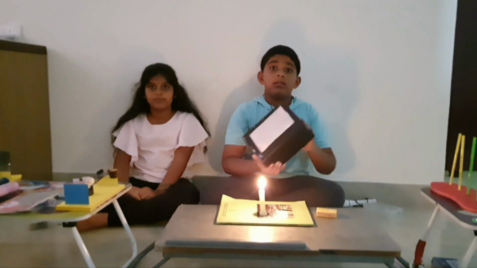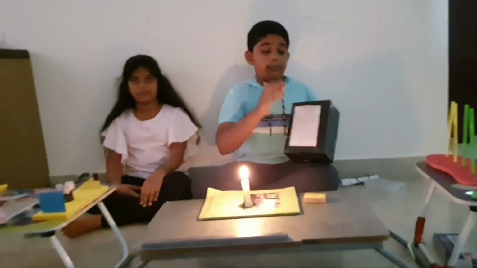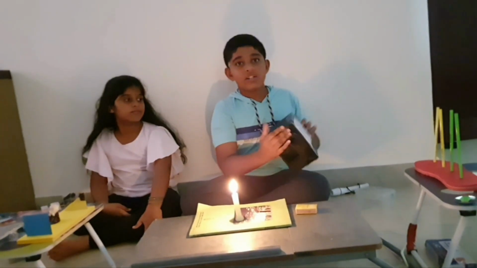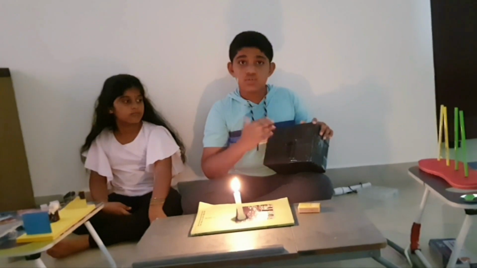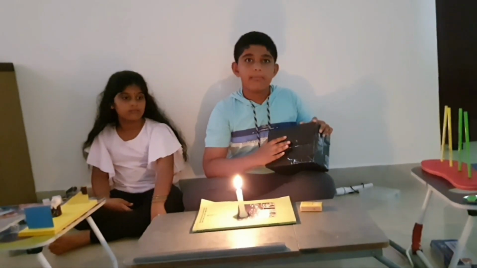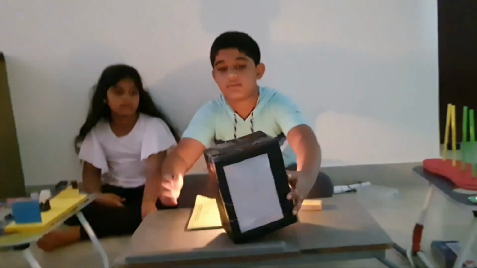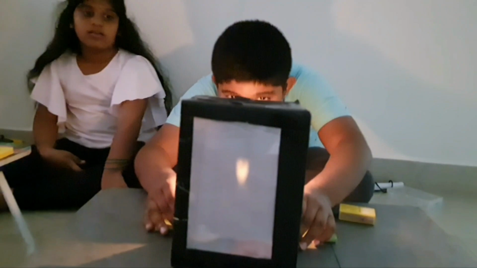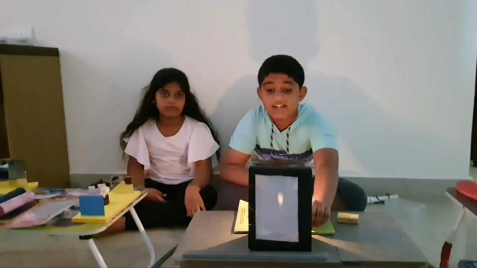Pinhole camera. This is a pinhole camera. For making this, I used butter paper, black paper, cardboard, and also I made a small hole over here. There is no lens in this pinhole camera, but it shows an inverted image. Can you see the inverted image of this candle light? Yes.